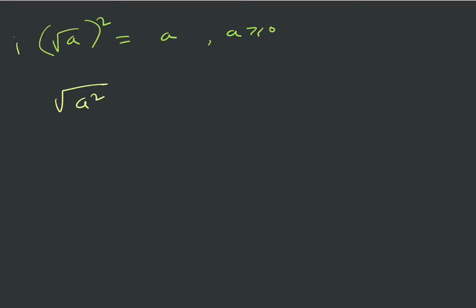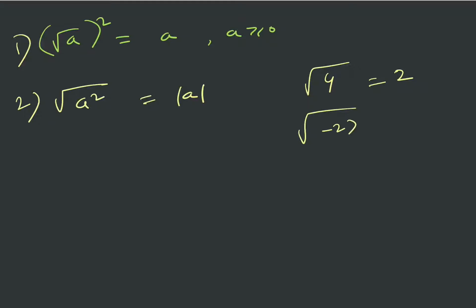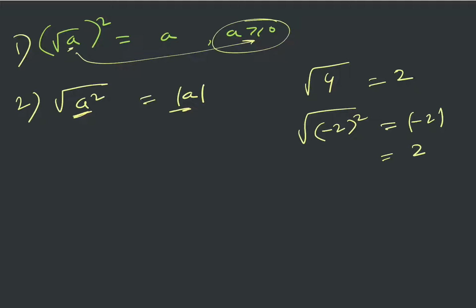But square root of a square, this is not directly a, this is mod a. I have told you before also that square root of 4 is only 2, and even if I write square root of minus 2 whole square, then this is not minus 2, this is just minus 2 mod, that is again 2, right? So square root of a square is mod a, and square root of a whole square is a, and this is defined only if a is greater than or equal to 0, right?